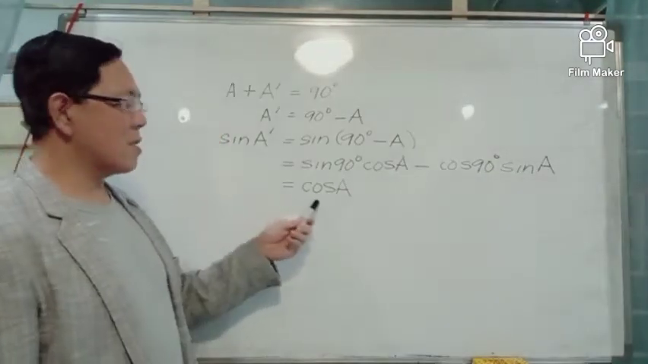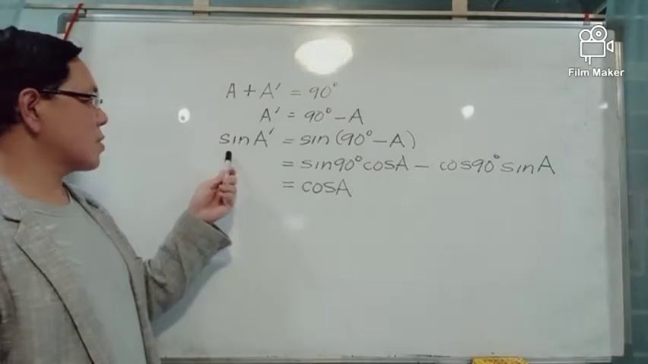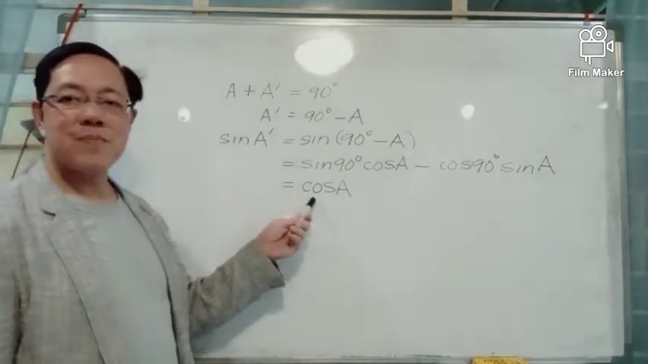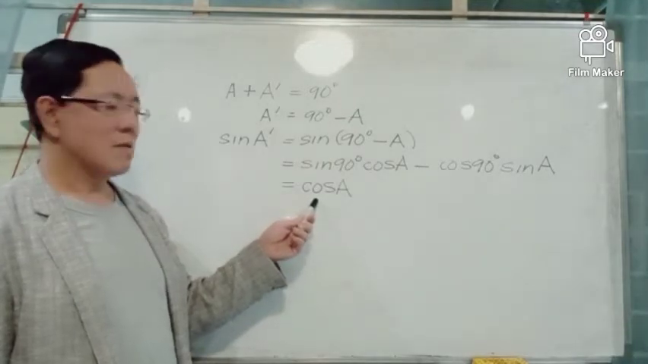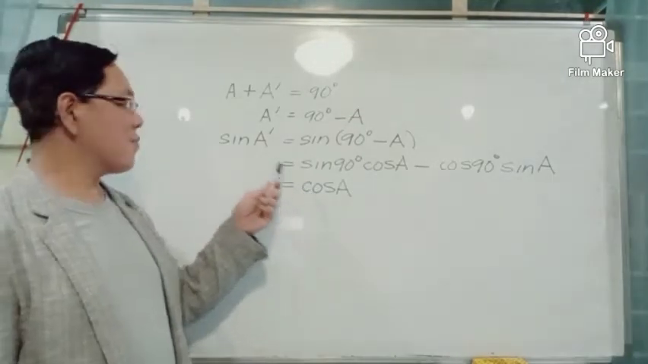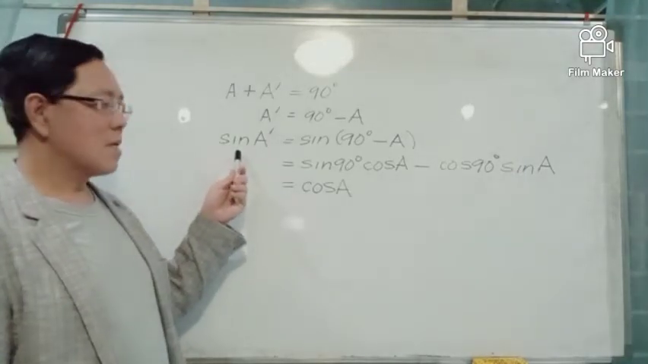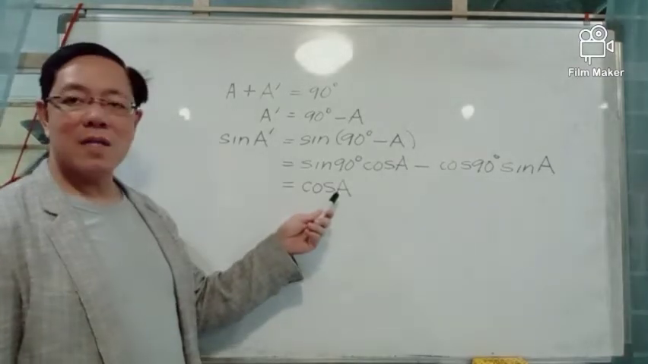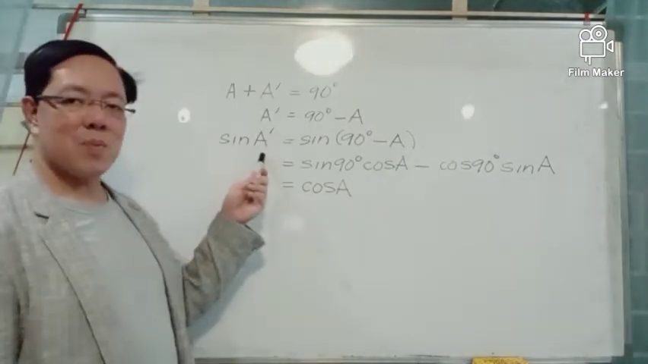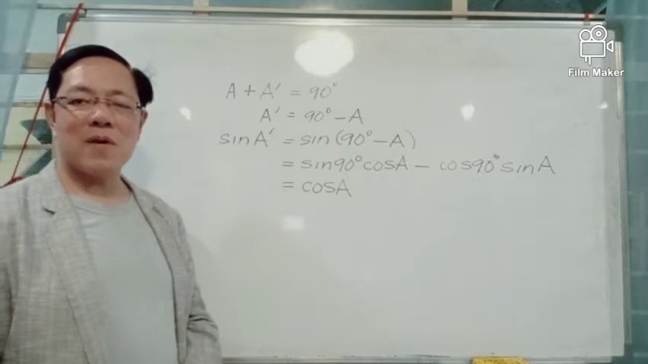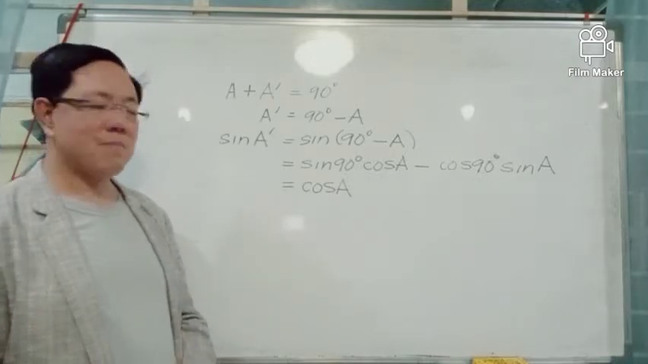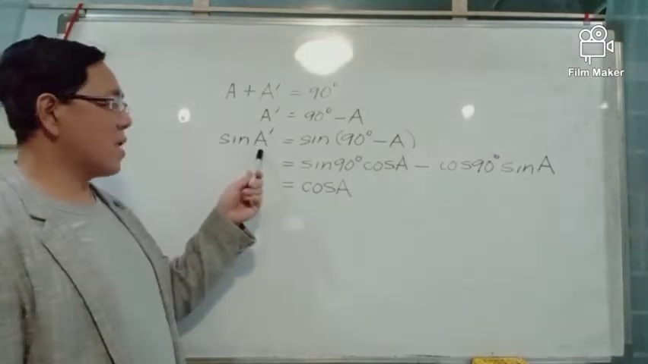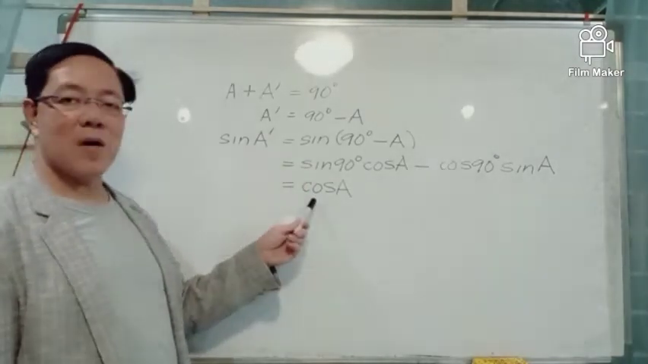Hence, we have shown that the cosine of A is equal to sine of A prime. And sine is the cofunction of cosine. Cosine is the cofunction of sine. A prime is the complement of A. And A is the complement of A prime. So we have verified the complement angle theorem using sine. The sine of an angle is equal to the cofunction of sine.